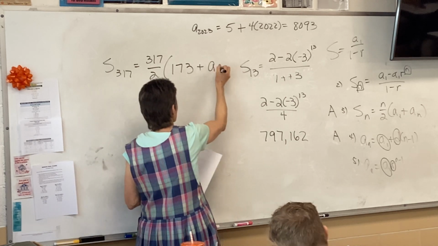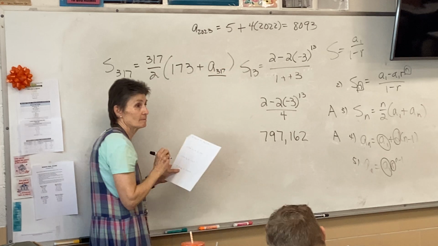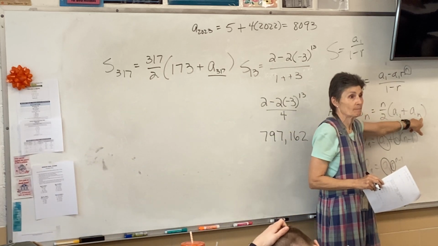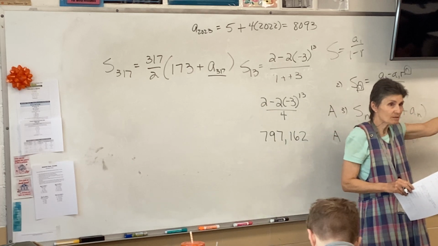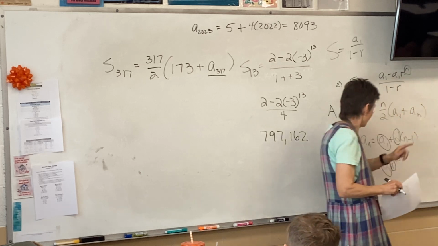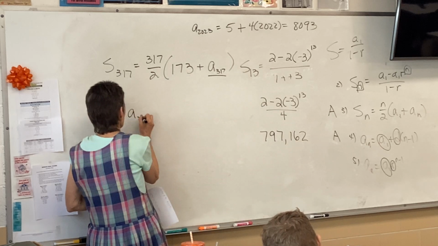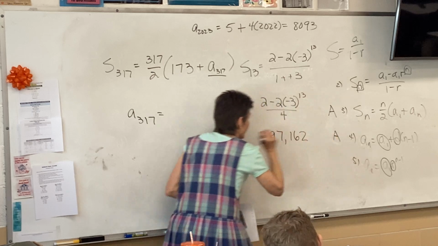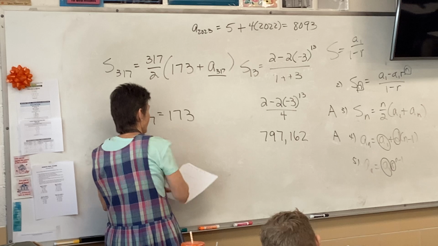I need this term right here, which would be a sub 317. That's what goes in the formula, a sub 317. Do I know the 317th term? Nope. So what am I going to have to do? Figure it out. So a sub 317, using this formula right here, a sub 317 is 173.